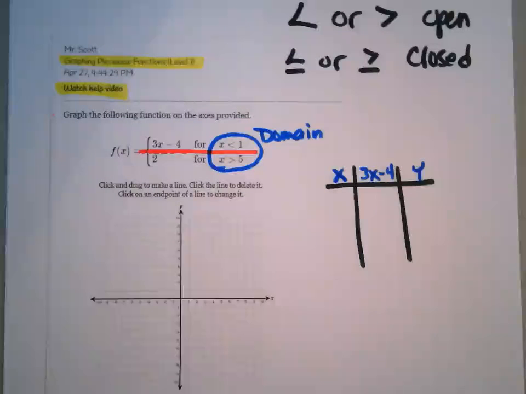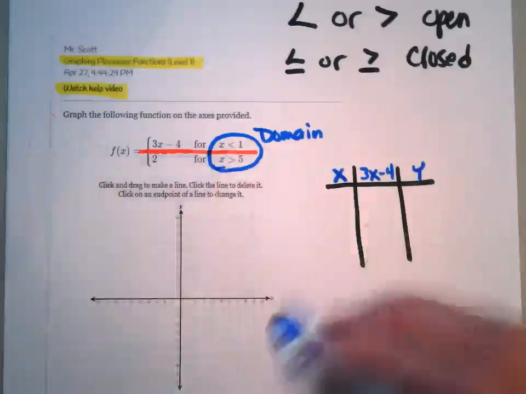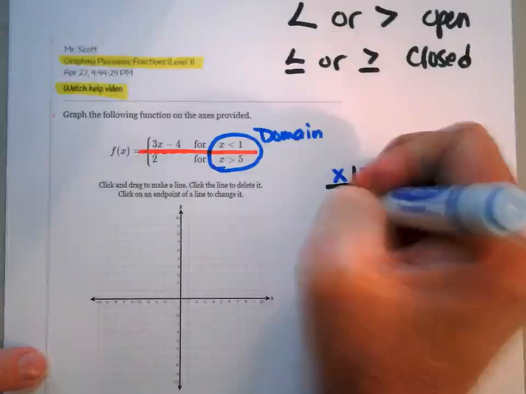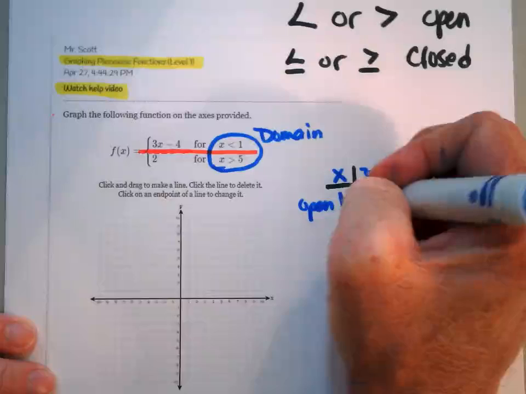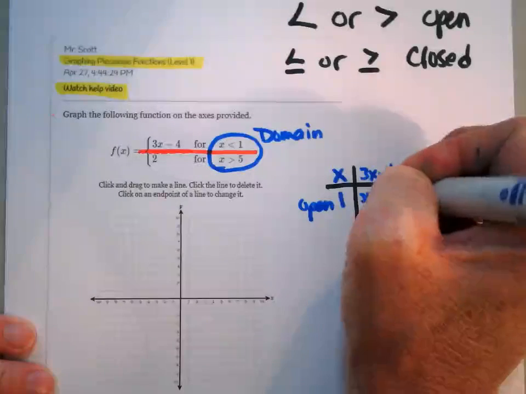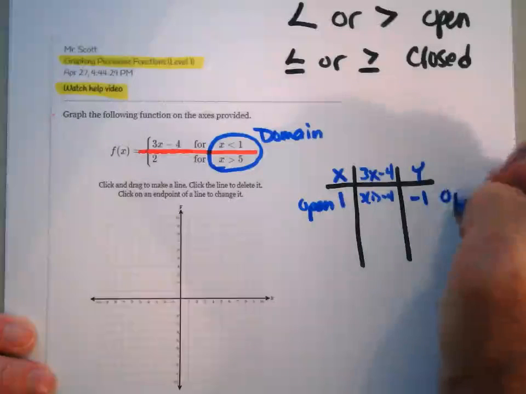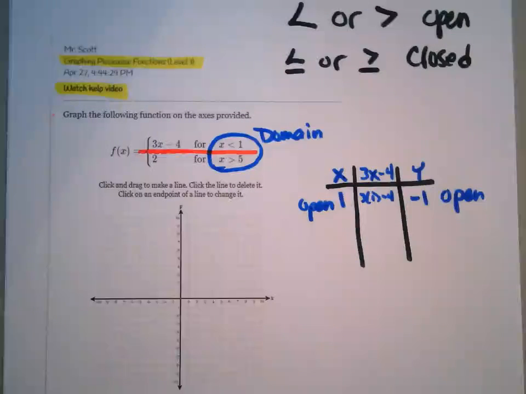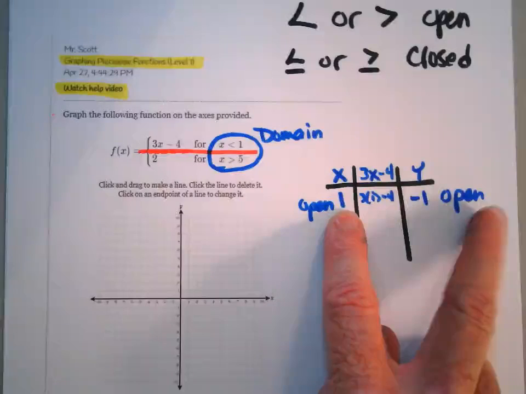Now, for this problem, it says to use x is less than 1. So our first x value will be 1. But I need to realize that that's going to be an open circle when we calculate that. So let's calculate it with 1. 3 times 1 minus 4. 3 times 1 is 3. 3 minus 4 is negative 1. Okay, again, that is an open circle. So what we just did is created an ordered pair: 1, negative 1. And that's going to have an open circle on it.